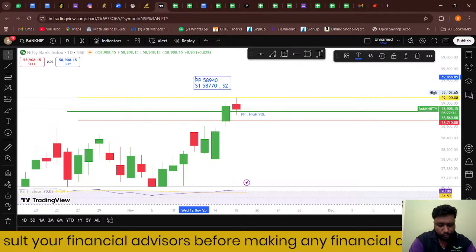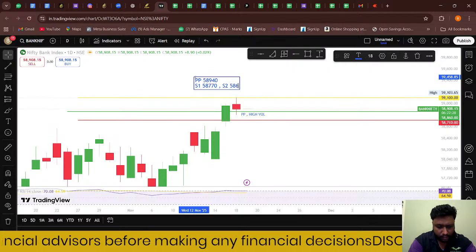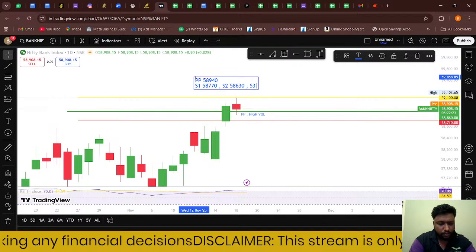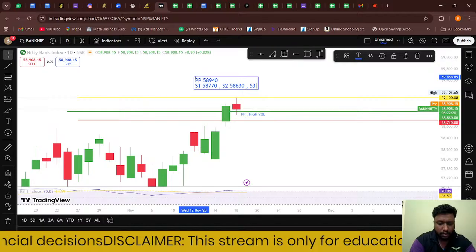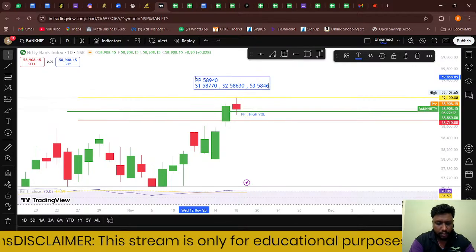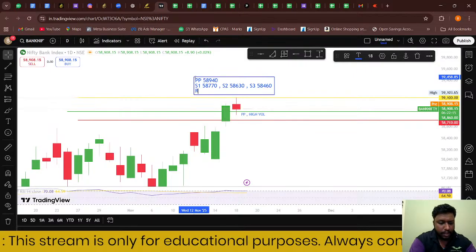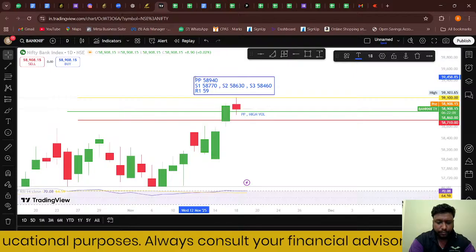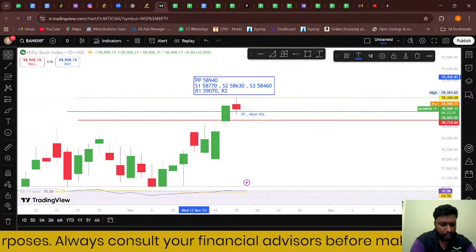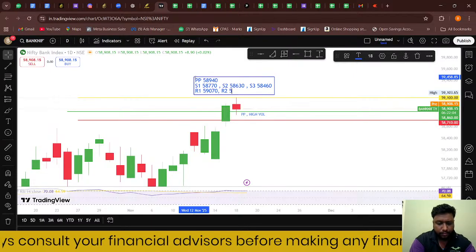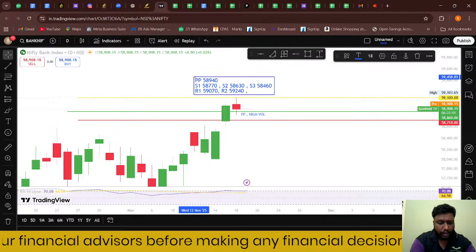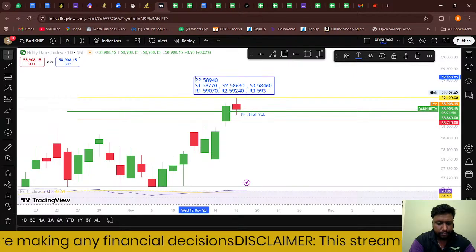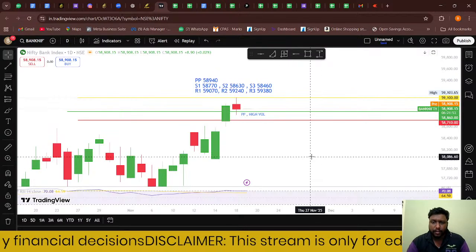Support 2 lies at 58,630. And support 3 lies at 58,460. 58,460 is where the third support lies. And R1 is at 59,070. And R2 lies at 59,240. And R3 lies at 59,380. So these are the levels for Bank Nifty for the day.